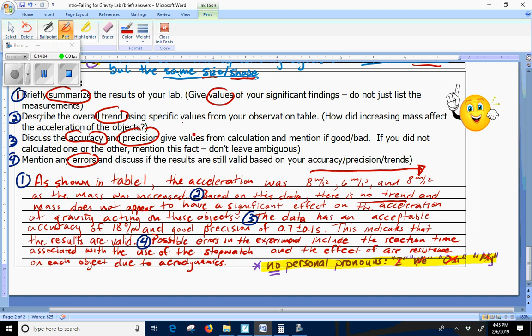So again, you want to use this as a little checklist for your lab now. One thing you want to keep in mind when you're doing labs, never ever use personal pronouns. Do not use I. Do not use we. Do not use our. Do not use my. Instead of that, what you can use is the: the results, the data, the experiment. So please avoid personal pronouns. You're going to lose marks in communication if you do so.